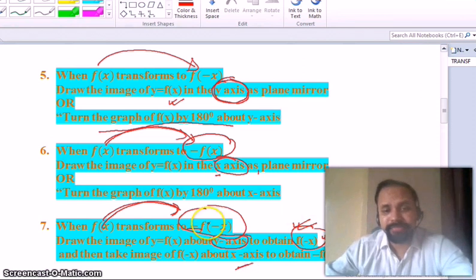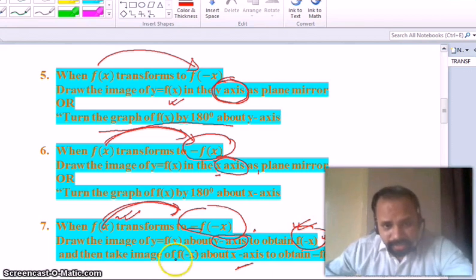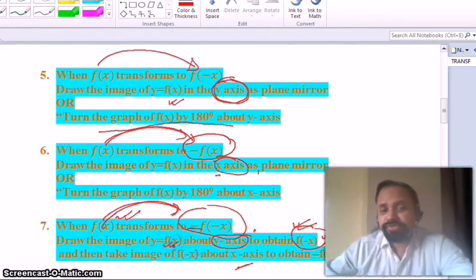Again I am repeating, if we have the function y equals f of x, then first consider the y-axis as a plane mirror and draw the image of y equals f of x, and then after drawing the graph of f of minus x, consider the x-axis as a plane mirror, and then draw the image of this graph.